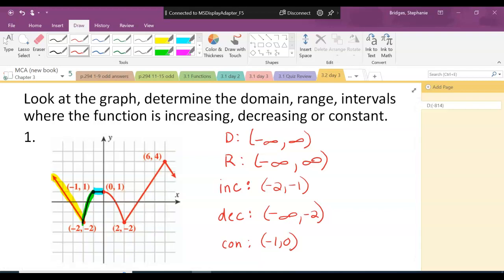Everybody kind of okay so far? The next section is going to be going which way? Down. So that is going to be another decreasing interval. So we're going to put our union here because we have two sections that are decreasing at least. I can write my letter here. And it's decreasing from what x value to what x value? 0 to 2.